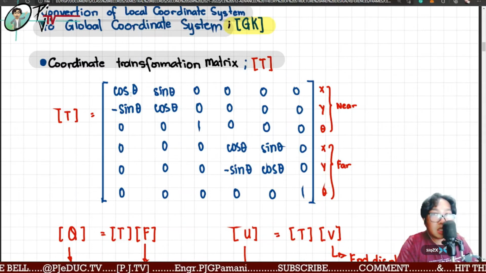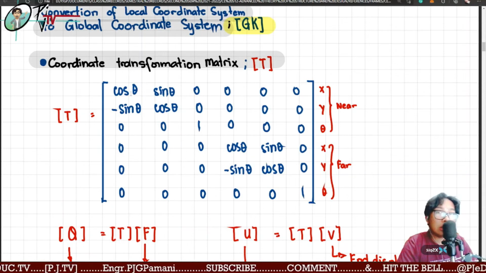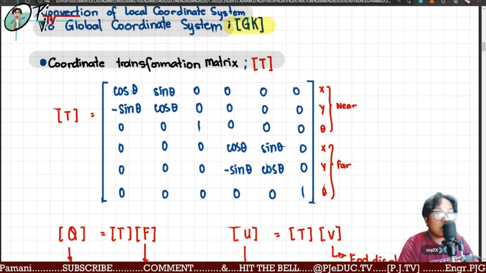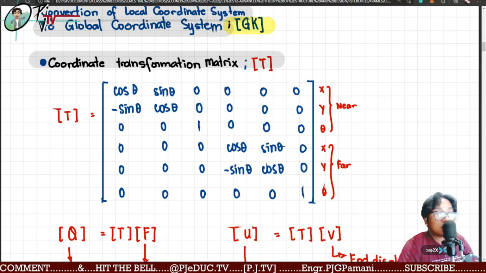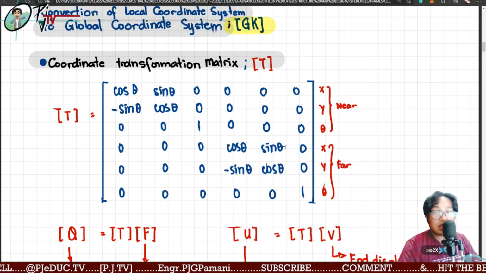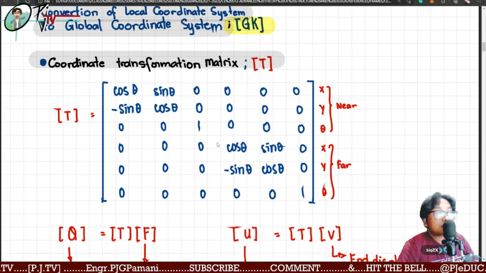So cosine theta, meron kasi tayong horizontal, vertical ng member. Then meron din tayo ng length. Kung horizontal lang, so convert mo na lang siya, no? Cosine theta, sine theta, negative sine, cosine theta, ganon. Ito lang naman yung formula natin with transformation matrix.